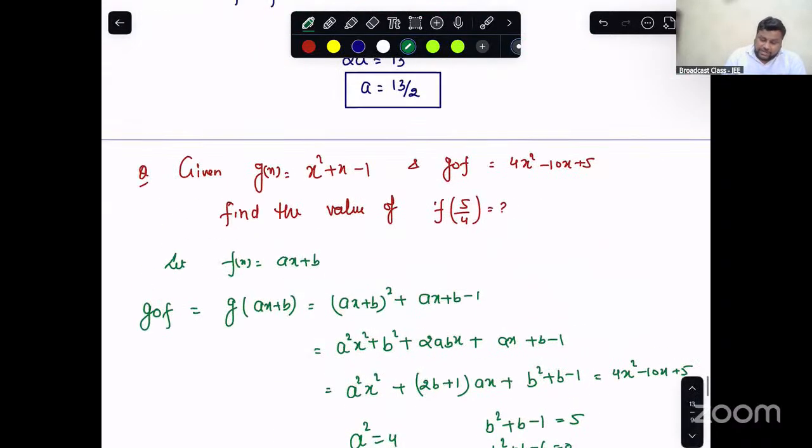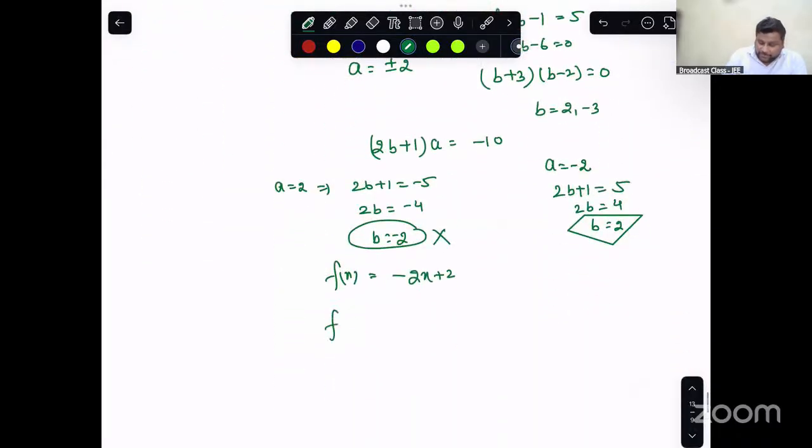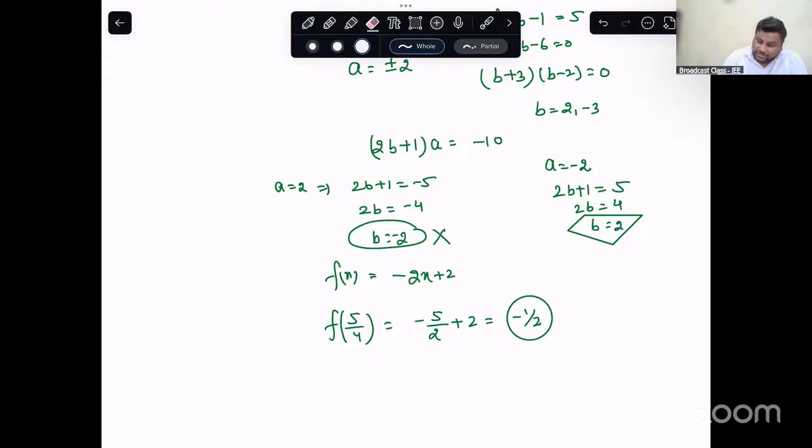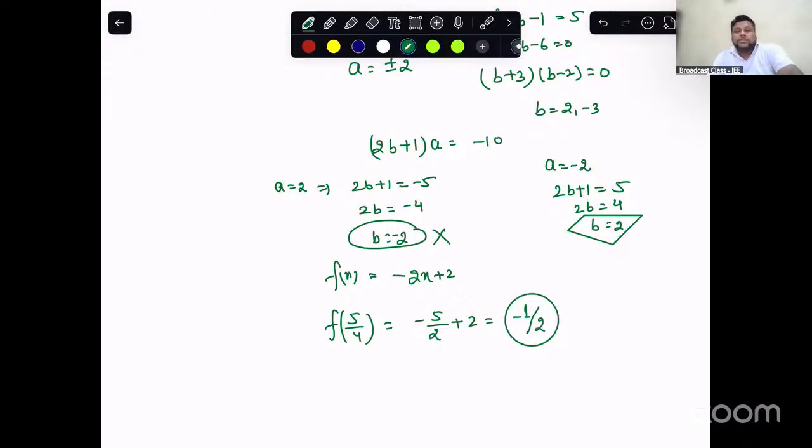In the question, they are asking for f of 5 by 4. So minus of 5 by 2 plus 2. So it is minus 1 by 2. Minus of 1 upon 2. Am I correct? So the answer is minus 1 by 2.